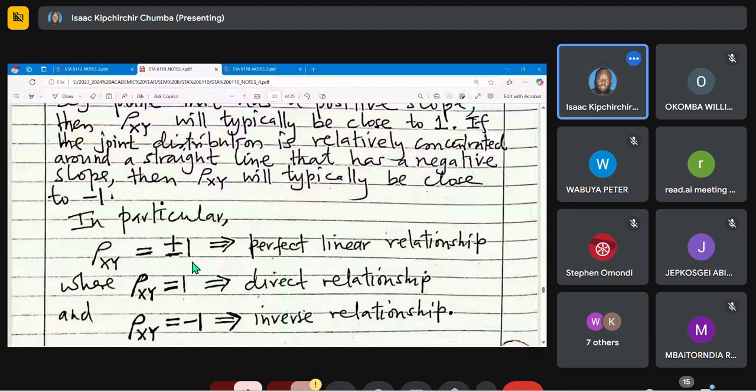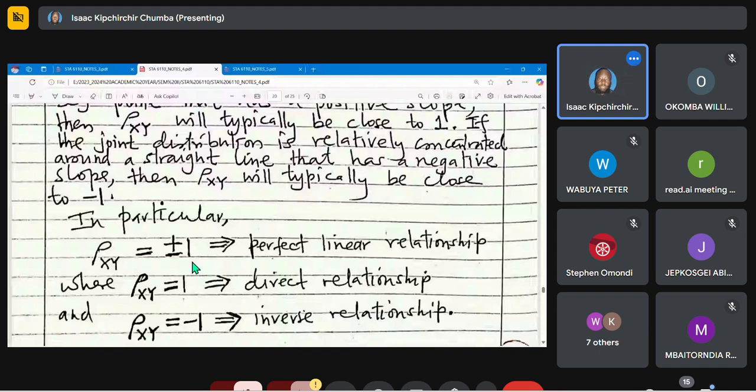If a is positive, that correlation will be 1. If a is negative, that correlation will be minus 1. Straight line, either with a positive slope or negative slope. What you usually call the direct relationship is with positive slope, and with negative slope we call inverse relationship. Direct relationship means large values of x will correspond to large values of y. Inverse relationship will mean large values of x will correspond to small values of y.